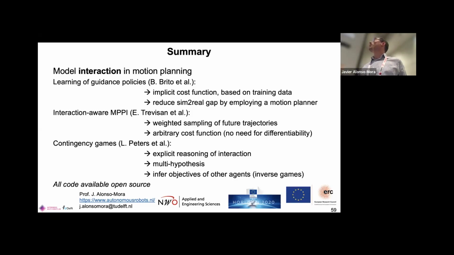There are still some challenges, right? So how do you infer the objective of other agents? That's a cost function that still appears there. And if you're interested in that, you have to look at inverse games. We also have some work on inverse games, but I didn't have time to go over that today. And the code for all these three things is open source. You can find it also on our website.